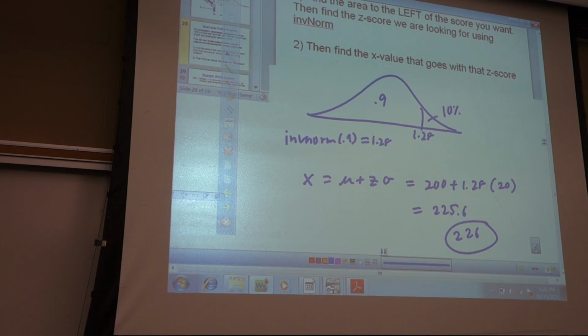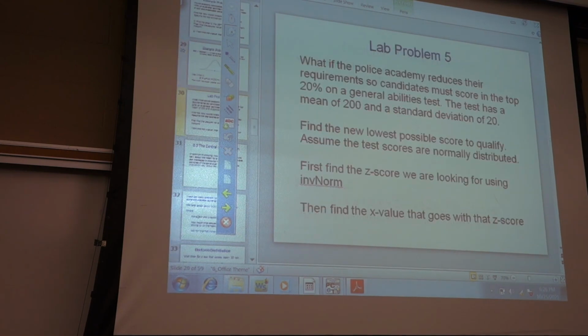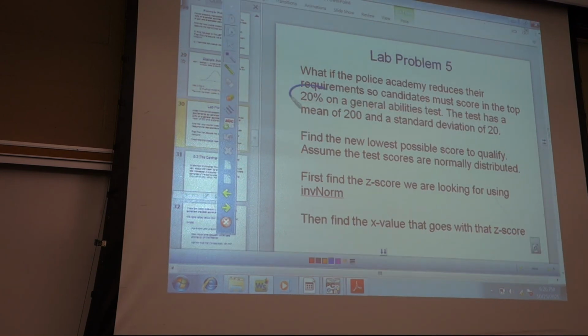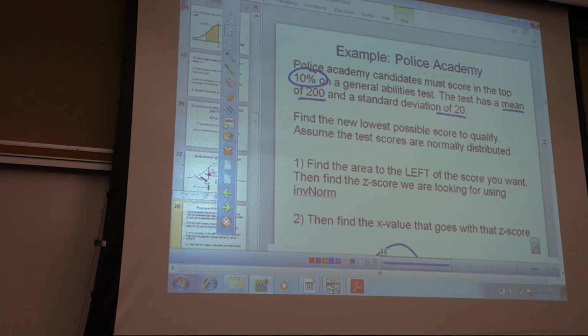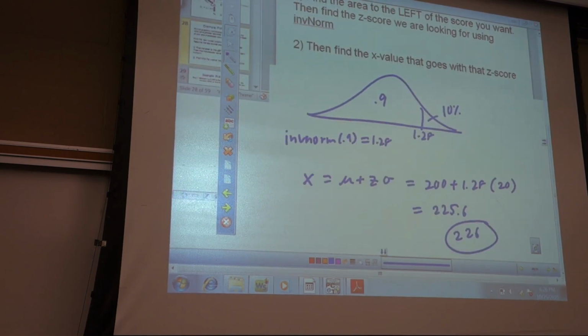Let's see what you folks have. Hold on. It's the same one. Oh yeah, so your lab problem's the same. Yours is almost the same. The only difference is it's top 20%, not 10%. This is mine, the example, which you're supposed to have filled in as I did it, and then do yours on the bottom.